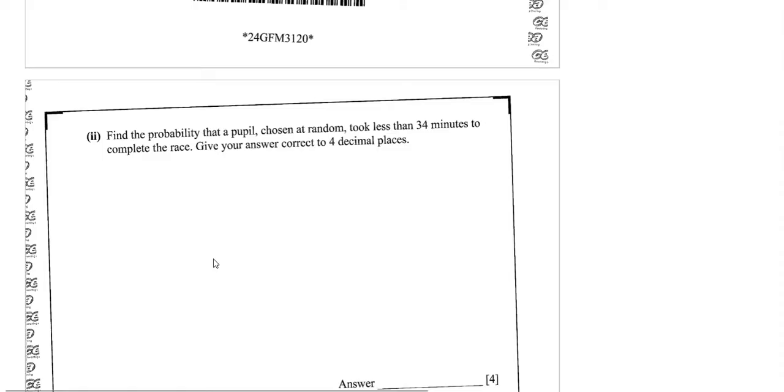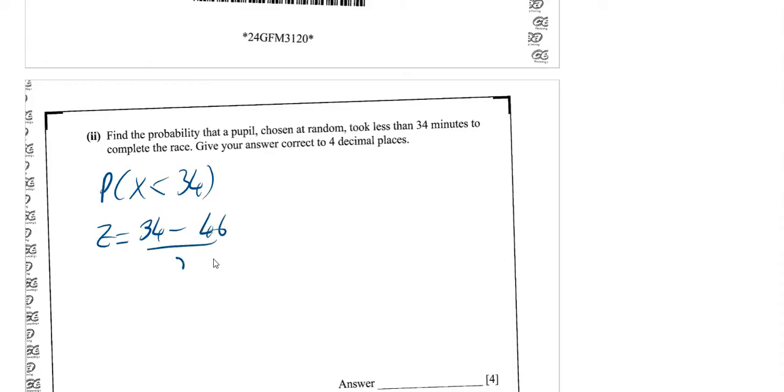Okay, next one, same idea. Find the probability that a pupil chosen at random took less than 34 minutes. So you're looking for x is less than 34. Convert again, so z is equal to 34 minus your mean, which was 46, over your sigma, which is 8, so z is equal to minus 1.5. So you're looking in this question for z is less than minus 1.5.